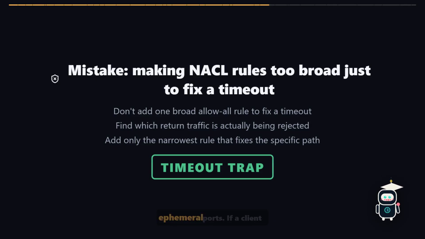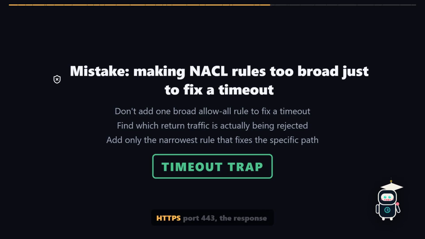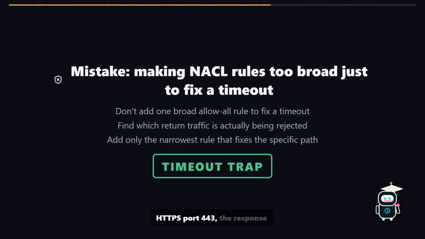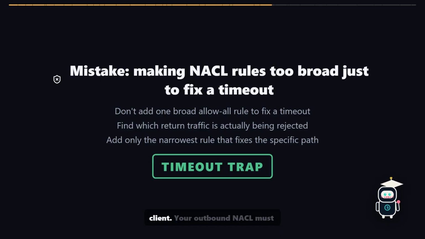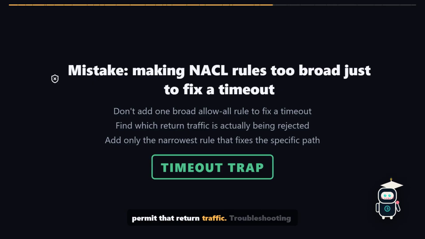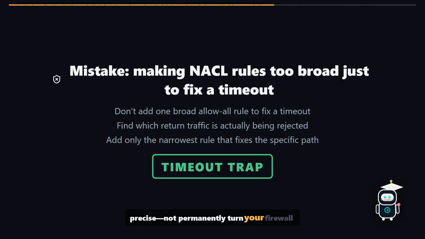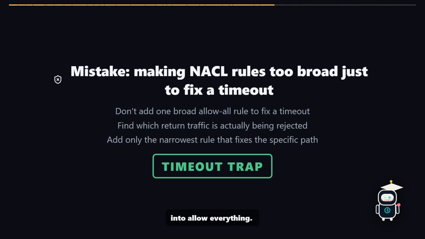And don't forget ephemeral ports. If a client connects to your server on HTTPS port 443, the response usually returns to a temporary high-numbered port chosen by the client. Your outbound NACL must permit that return traffic. Troubleshooting should make your rules more precise, not permanently turn your firewall into allow everything.